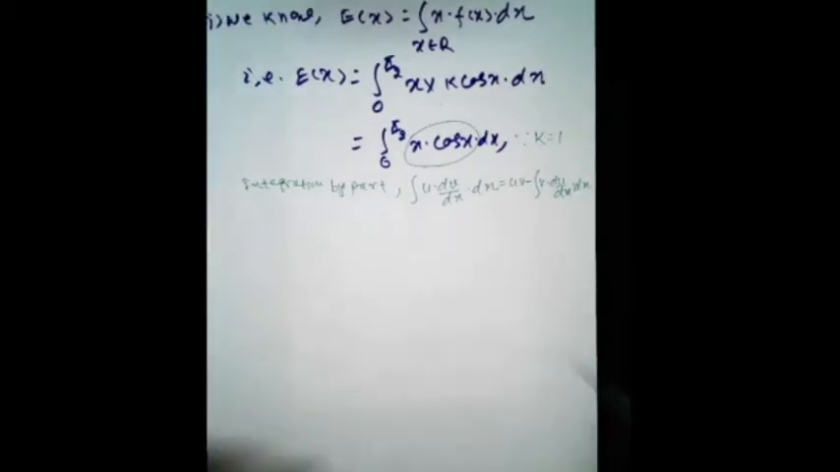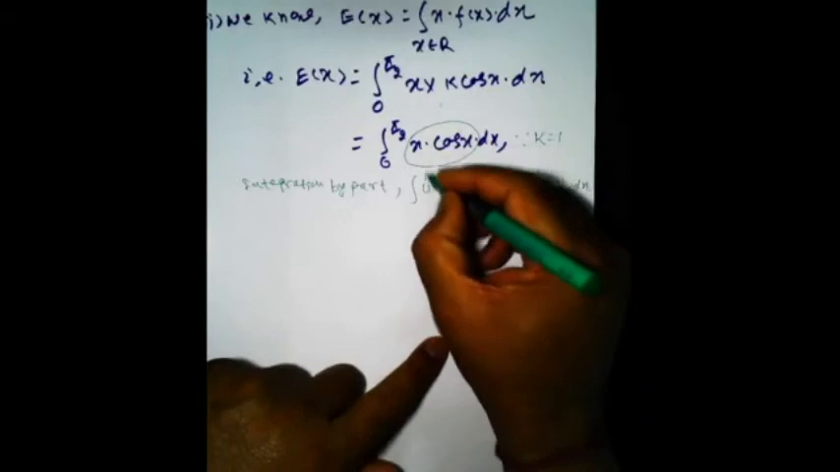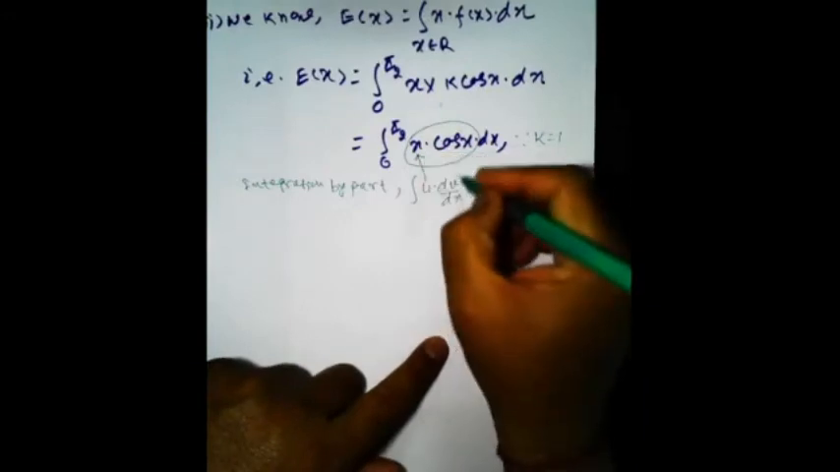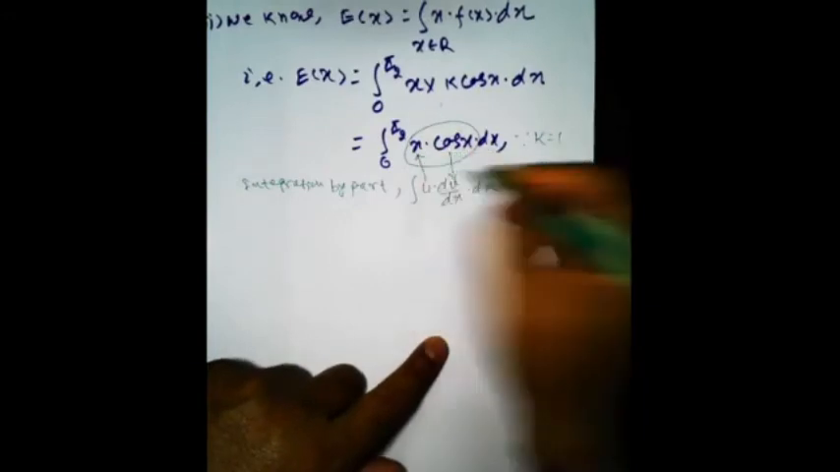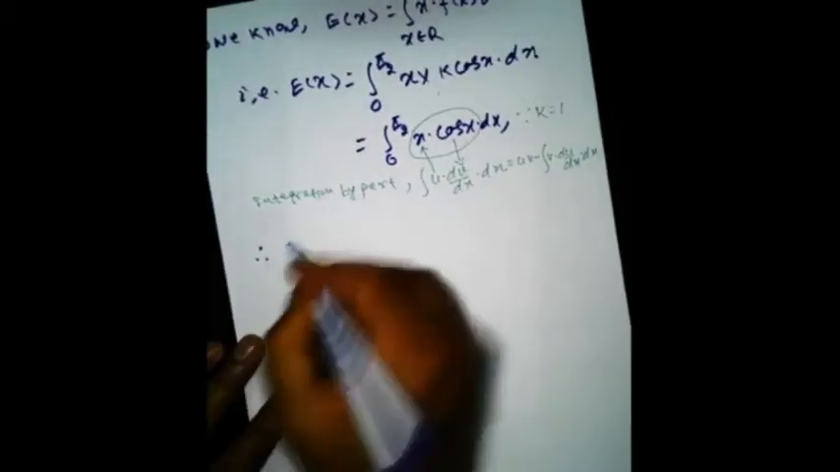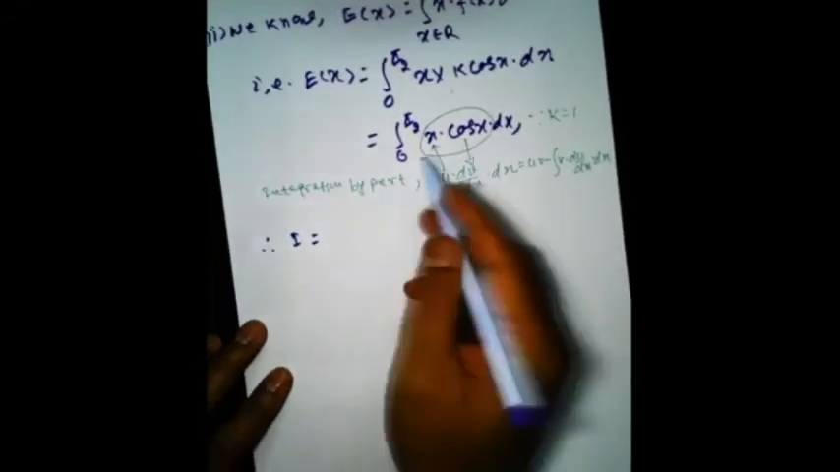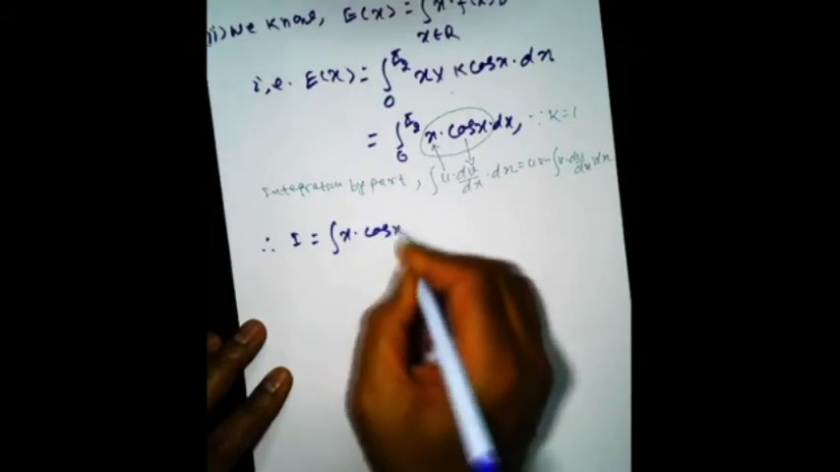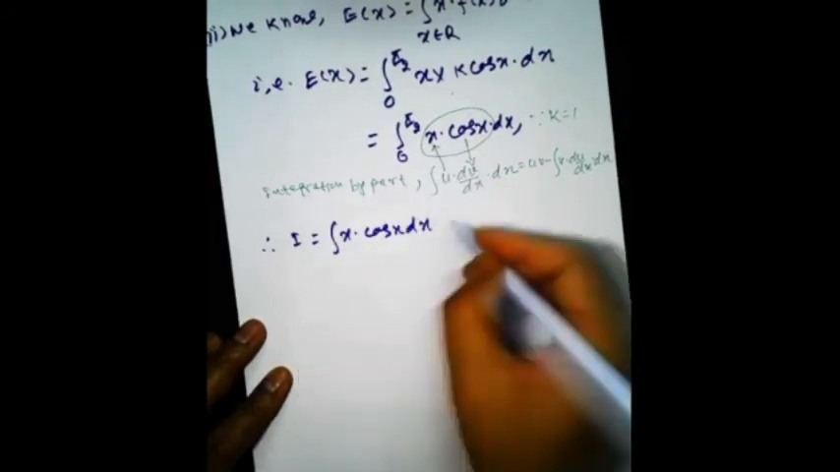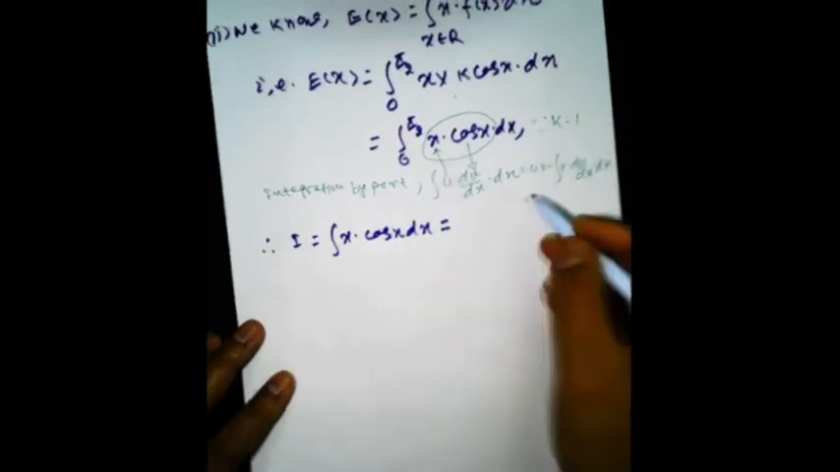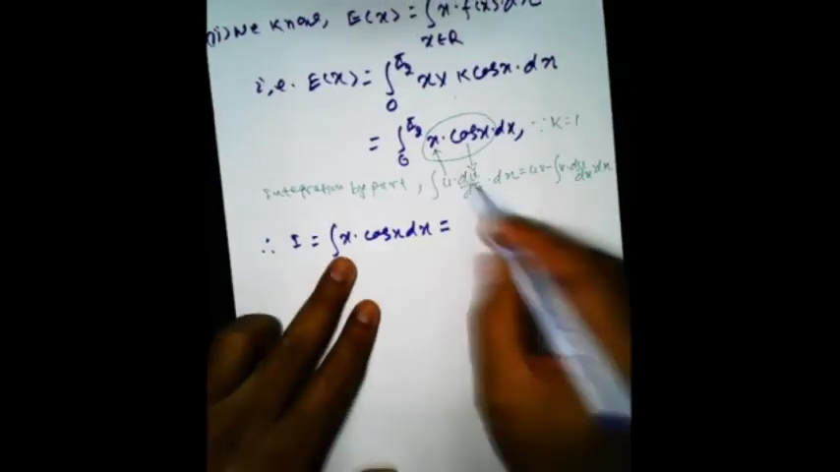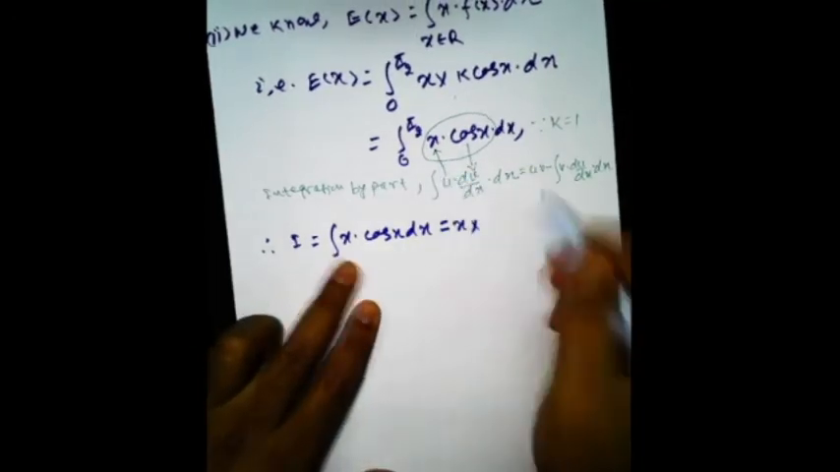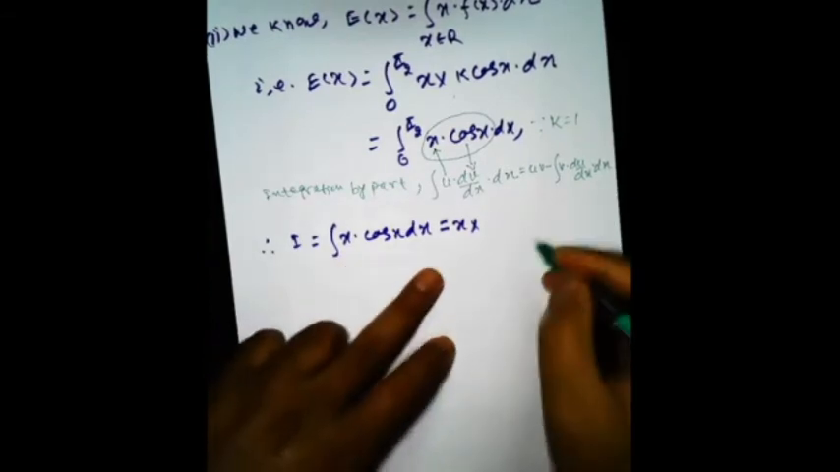So when you apply this formula, you can compare this function u as x and cos x as dv by dx. So therefore, first of all, we write here I is equal to the integral of x cos x dx, and then if you are applying this formula, it is saying that u is already x here, so you can write x, and for v you have to find it this way.